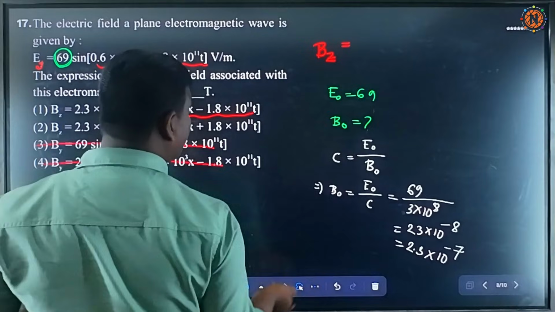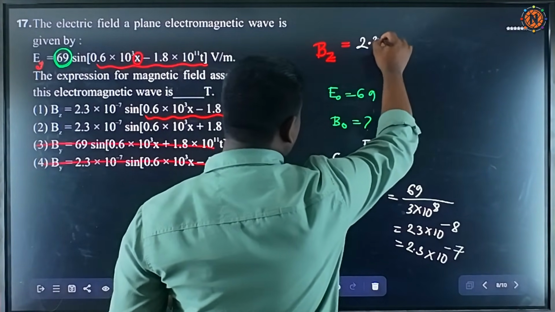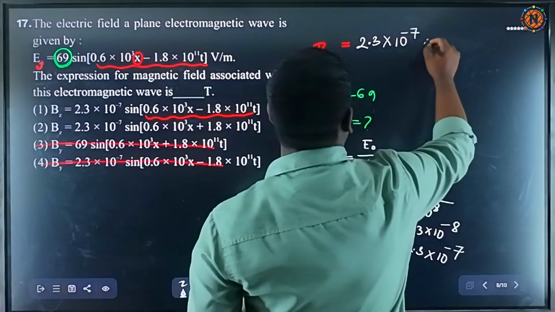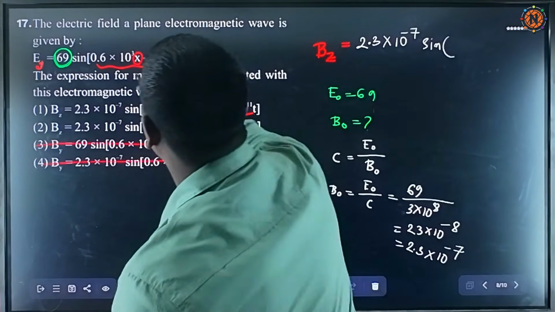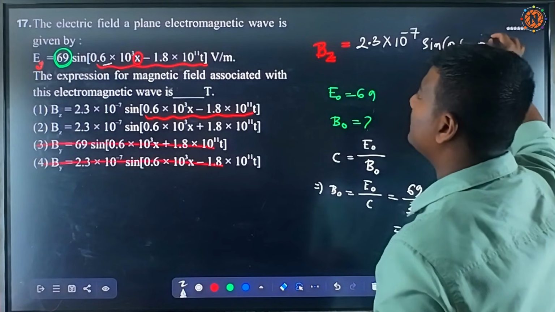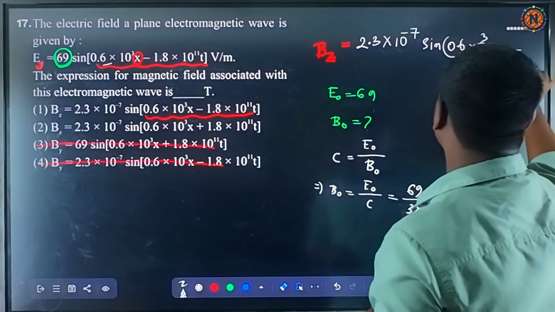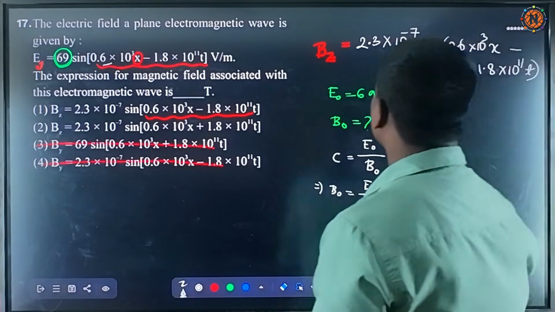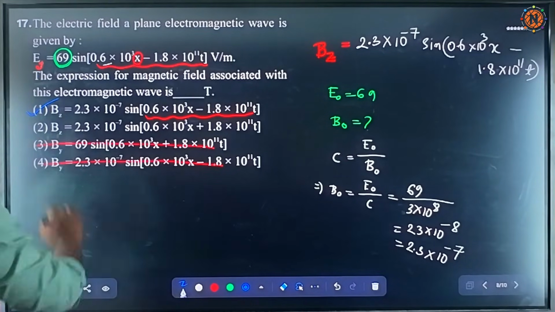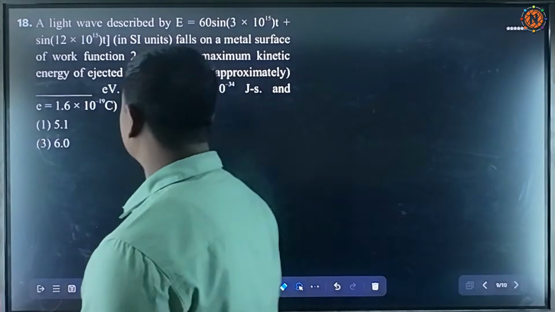So the peak magnetic field will be 2.3 into 10 to the power minus 7, with the sine as it is, and inside whatever is written, that is 0.6 into 10 to the power 3 x minus 1.8 into 10 to the power 11 t. Very simple question. So option A is the correct answer. You can solve it in 5 seconds. Okay. Next, see this question.